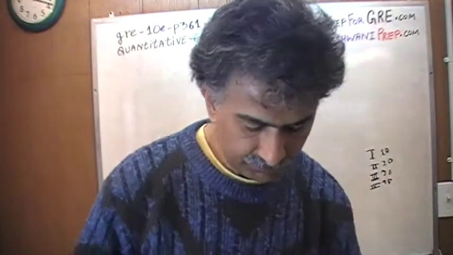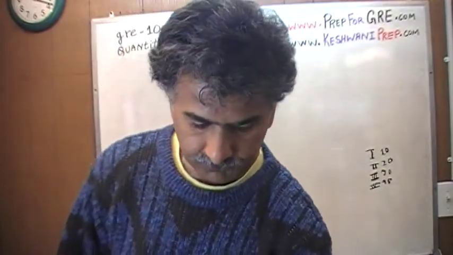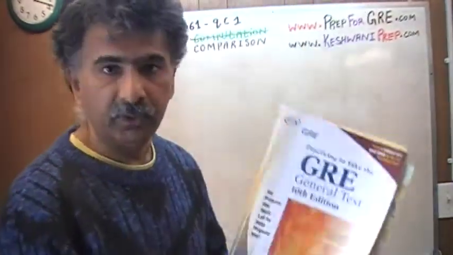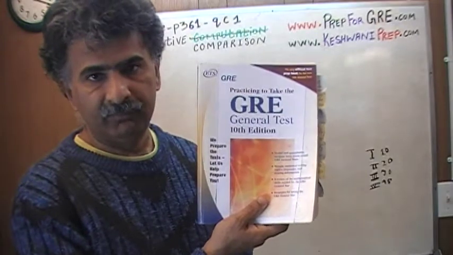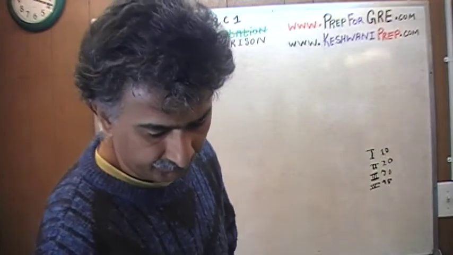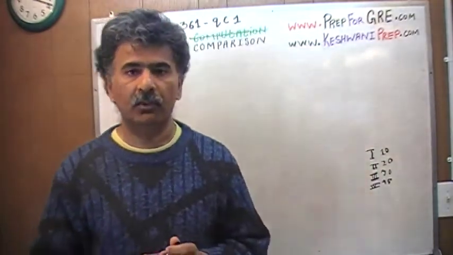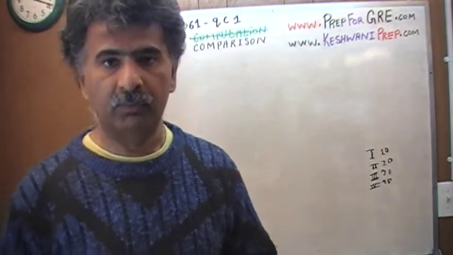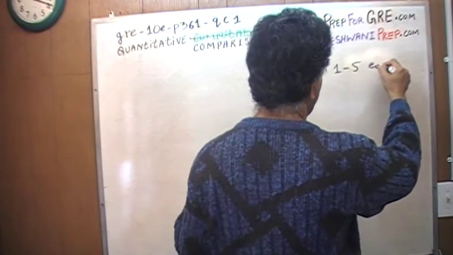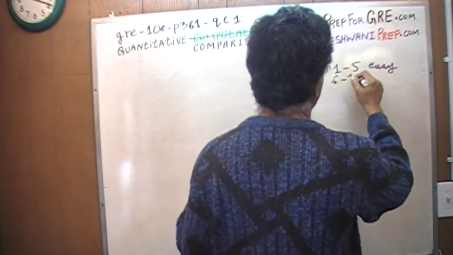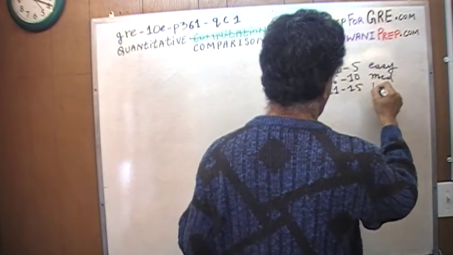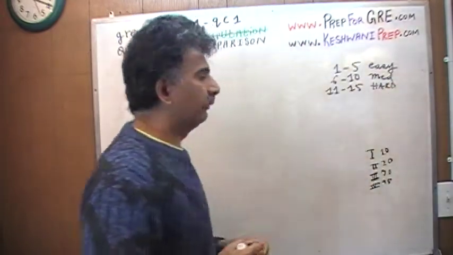Again, one quick reminder, if you have not understood this already, this book that you're holding in your hand contains 7 exams which were based on the old-fashioned paper and pencil format, where all the questions were arranged in the order of difficulty. And since there are 15 quantitative comparison questions here, that tells us that 1 through 5 are easy, 6 through 10 are going to be medium, and 11 through 15 are going to be hard.